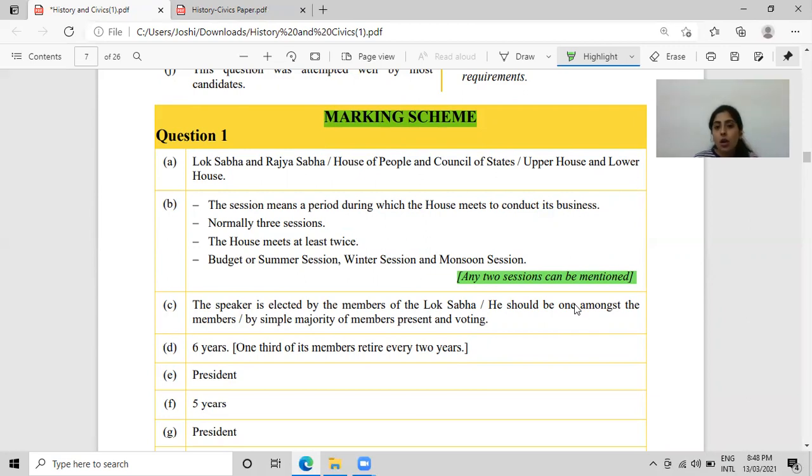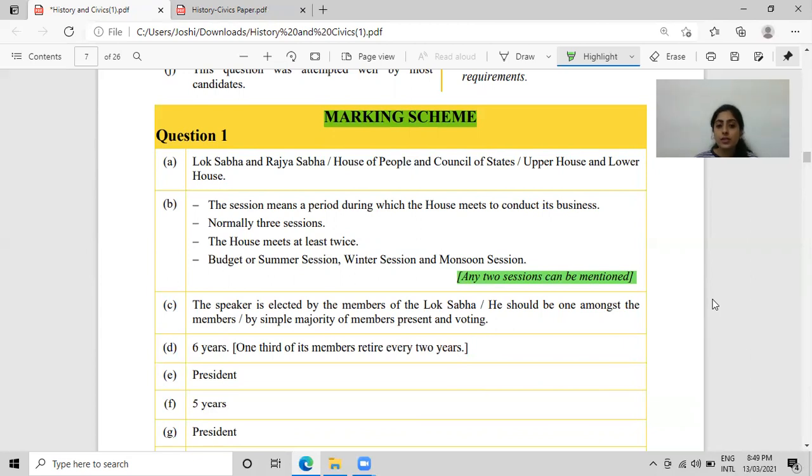Question 2 was, what does the term session mean? So we are going to only explain the meaning of session. The session means a period during which the house meets to conduct its business. 1 mark allotted. If at all you wish to put in extra information, all you can do is mention any 2 sessions of the Parliament, that is summer session or winter session. But here it is only required to write down the meaning of session. Once you explain the meaning, 1 mark is given to you.